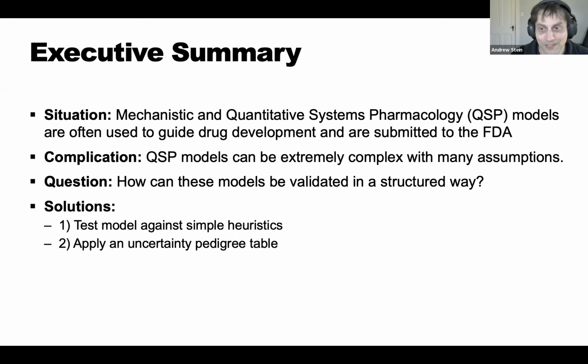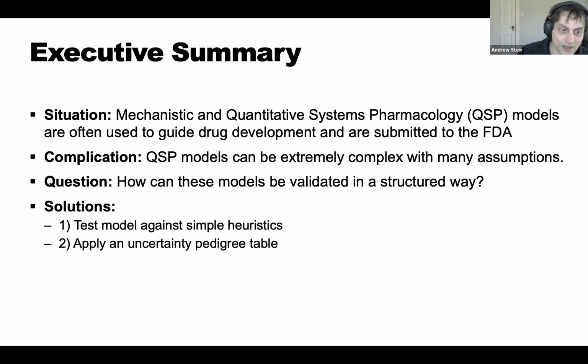pharmacology models, are used in guiding drug development, and even the FDA is seeing them more and more often. A complicating factor is that these models can be extremely complex and have a lot of assumptions, and they can be hard for someone who didn't work on the model to assess and understand. So we've been thinking about how these models can be validated in a more structured way.